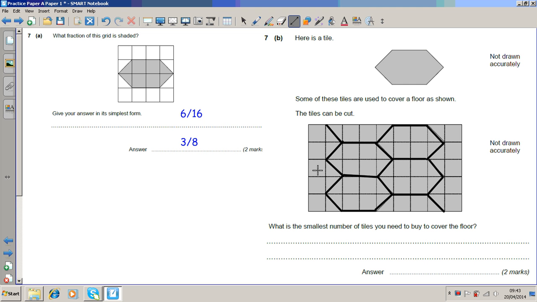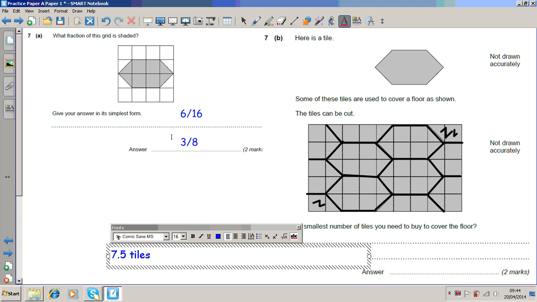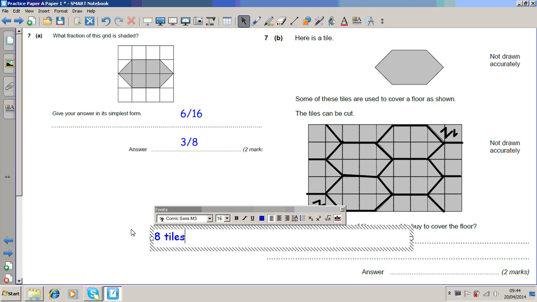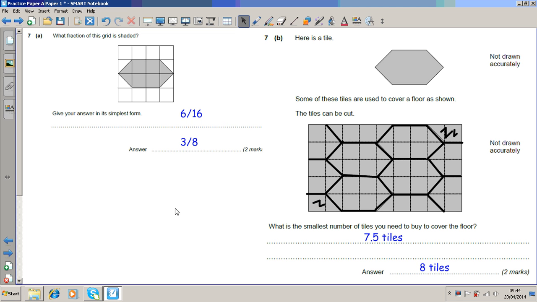And I would say this bit here with this bit here makes another one. So there's 6. And the same there, that and that make another one, which is 7. And we're left with this bit here and that bit there. So that and that is going to make a half one. So we need 7.5 tiles. However, we can't buy 7.5 tiles, so we're going to have to buy 8 tiles to make sure that we've got enough. Alright, sorted.